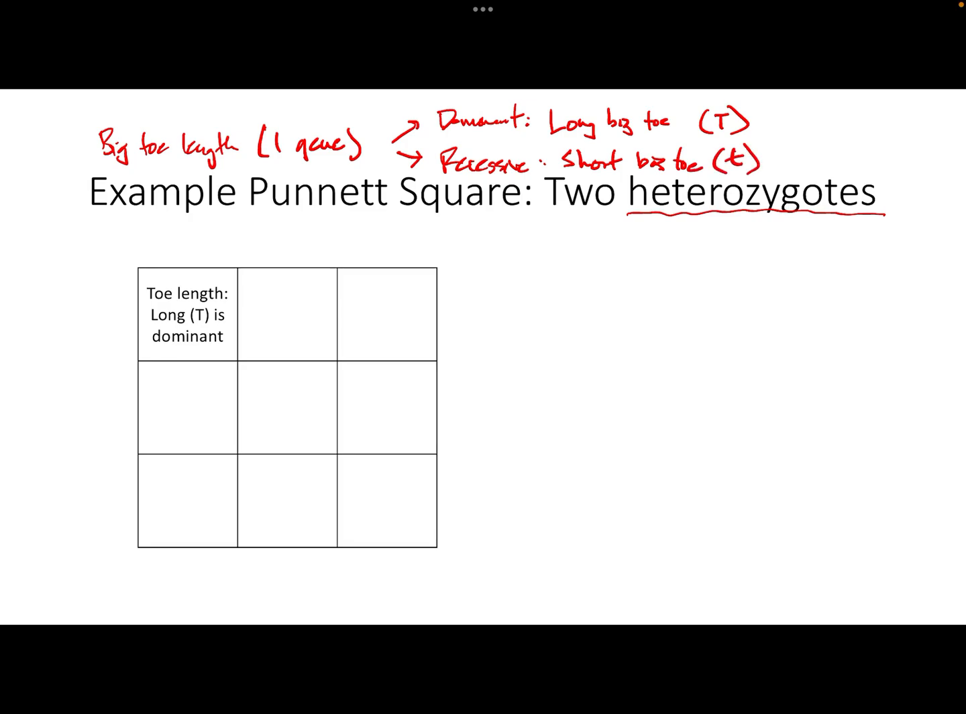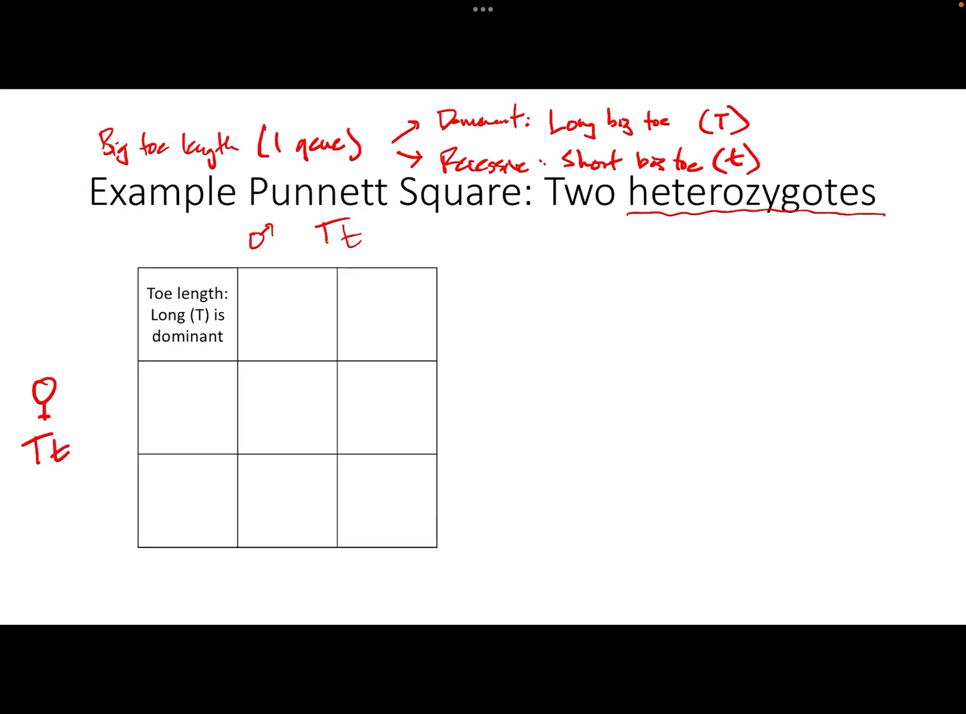So remember, these recessive alleles, what they really do is just sort of nothing. So basically, your big toe will be shorter if nothing changes that. In this case, the dominant allele changes it. Since we're looking at two heterozygotes, the male parent here would be heterozygous for the big toe length gene. It would have two copies of the allele, one dominant and one recessive. The female parent would also be heterozygous, one dominant and one recessive.